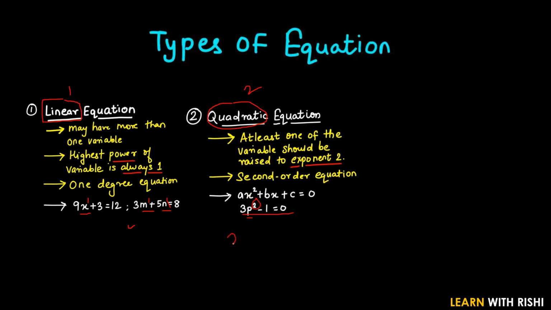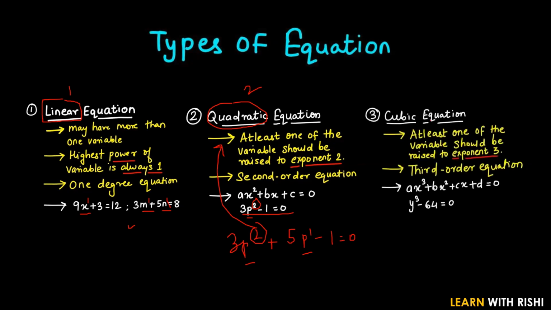If it is like this, 3p square plus 5p minus 1 equal to 0, here you can see the variable is p. In the first term it is p square, in the second term it is p. So we have to see only the highest power. The highest power is 2, so it will come under quadratic equation. Though it has a variable p with power 1, the highest power is 2, so it will come under quadratic equation.